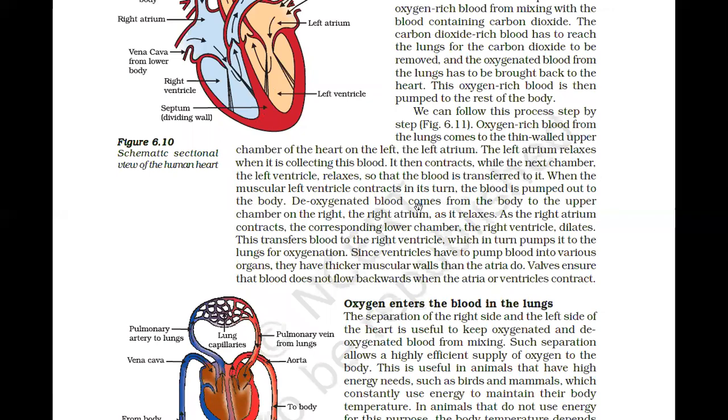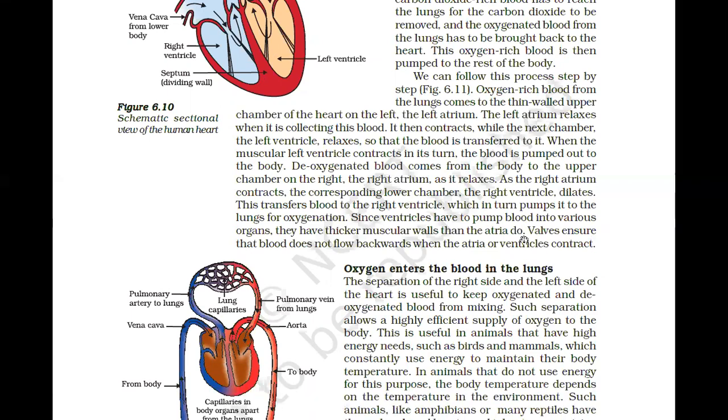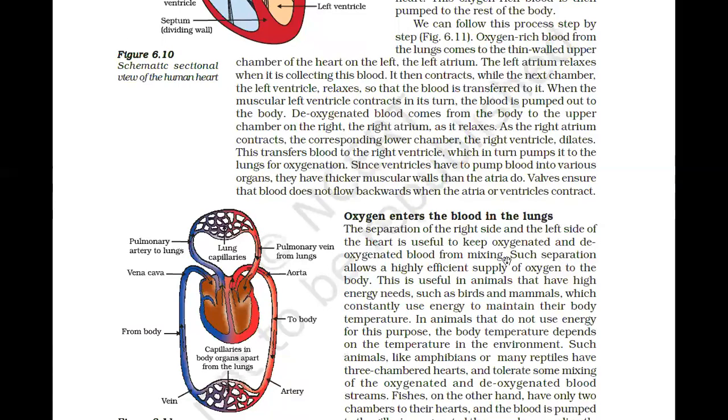Deoxygenated blood comes from the body to the upper chamber on the right, the right atrium, as it relaxes. As the right atrium contracts, the corresponding lower chamber, the right ventricle, dilates. This transfers blood to the right ventricle, which in turn pumps it to the lungs for oxygenation. Since ventricles have to pump blood into various organs, they have thicker muscular walls than the atria do. Valves ensure that blood does not flow backwards when the atria or ventricles contract. Oxygen enters the blood in the lungs.